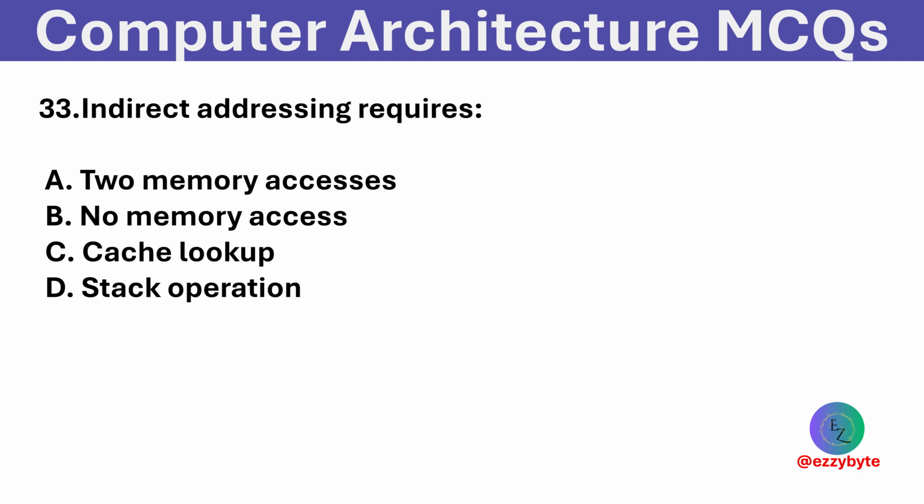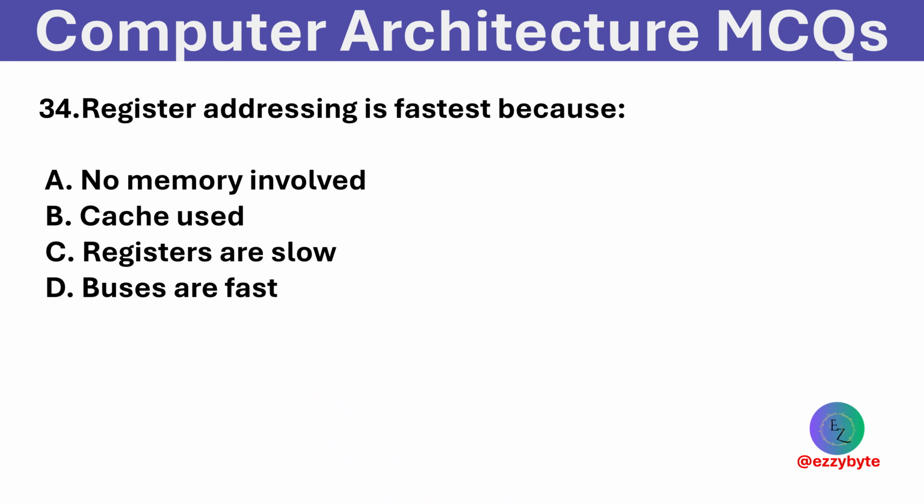Indirect addressing requires. Options are two memory accesses, no memory access, cache lookup, and stack operation. Option A is correct. One access for the address, another for the actual data.